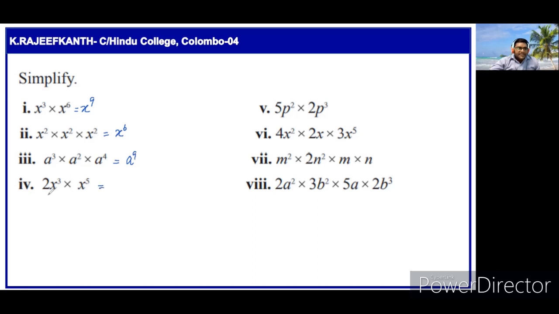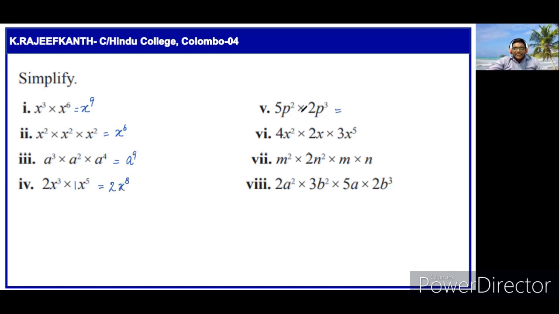Then here, the 2 is here because the coefficient of x to the power 5 is equal to 1. Then we can multiply these two numbers, 2 into 1 is equal to 2. Now we can multiply these two powers, x to the power 3 times x to the power 5. Here the bases are equal, so we can add these two indices, then x to the power 8.